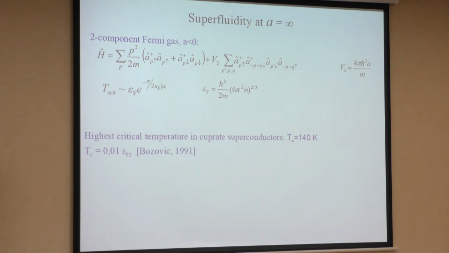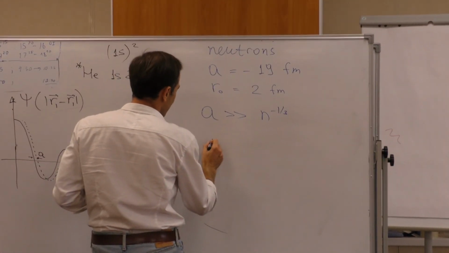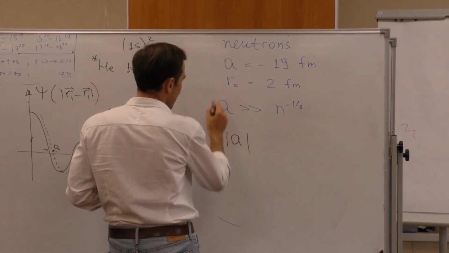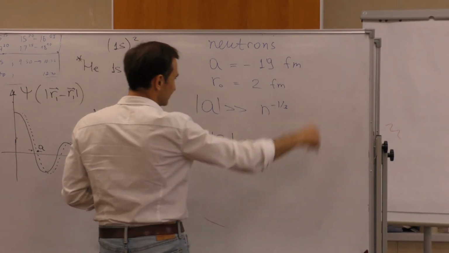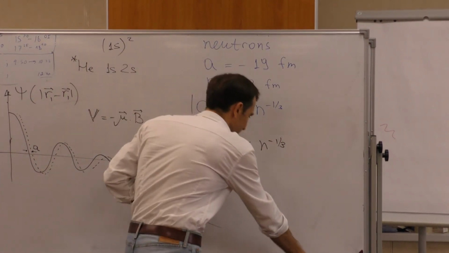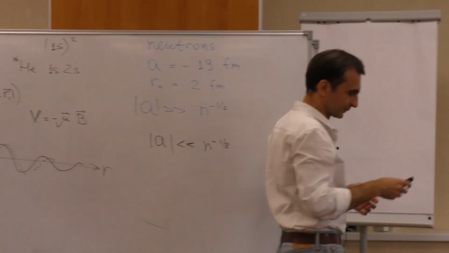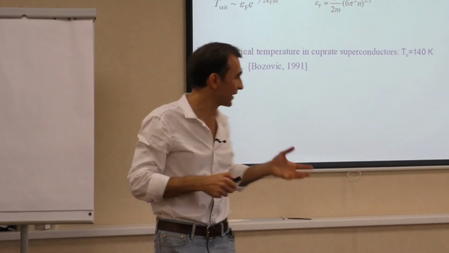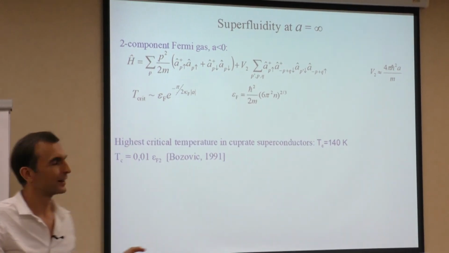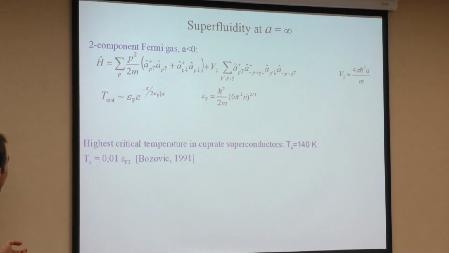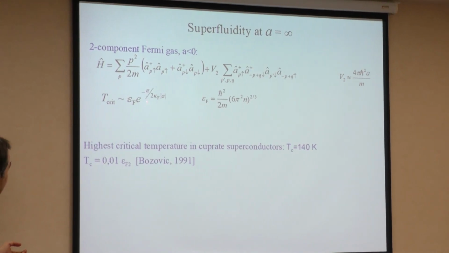Of course, the Bardeen-Cooper-Schrieffer solution is only for very small a. The Bardeen-Cooper-Schrieffer solution is for the absolute value of a much less than the interparticle distance. But this is the solution, and the Hamiltonian has no restriction on the a value. I would remind you of the solution for the critical temperature.